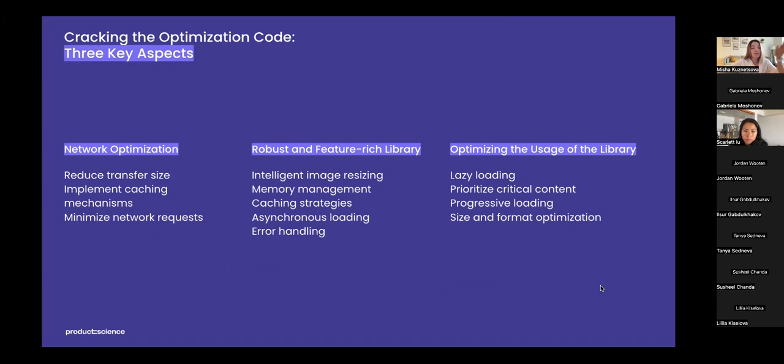Before showing you real examples, I want to highlight 3 key aspects that I'll cover today. I call it cracking the optimization code. First one, network optimization.